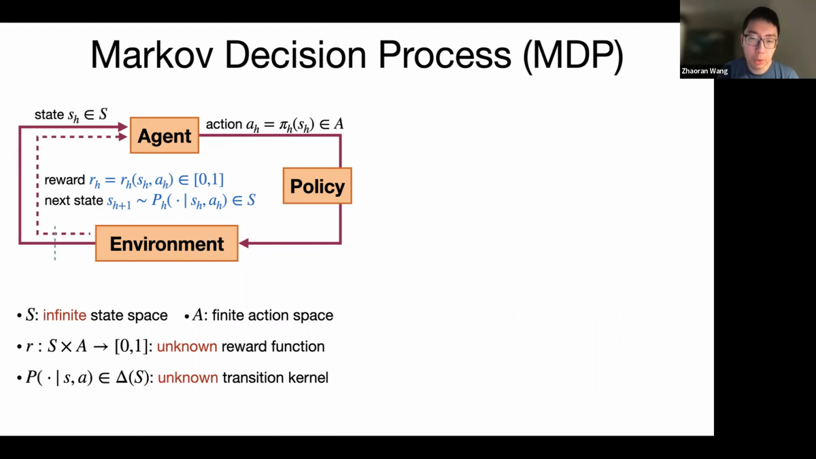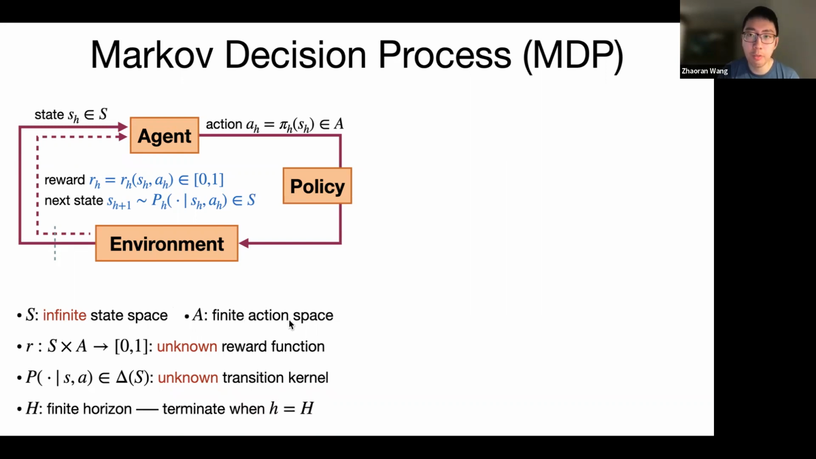We call it reinforcement learning because those two elements are unknown, and you need to learn those two things. Usually in the literature, for simplicity, people assume the reward is known because the transition kernel is the major challenge. And the challenging setting is that the state space is infinite, and the action space for now we assume it is finite, although the extension is straightforward.